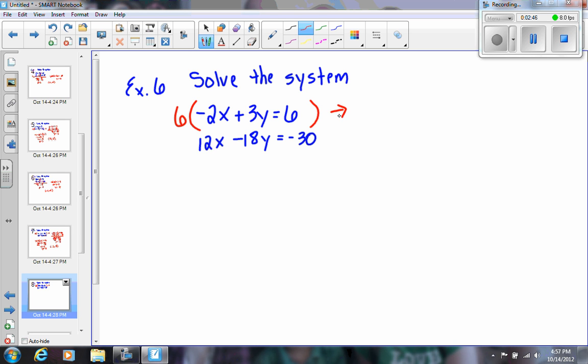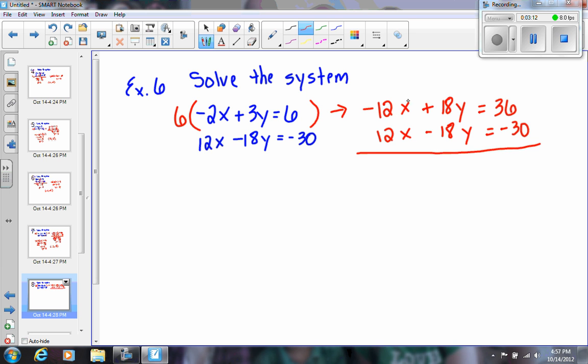Now that's not the only thing I could have done, but you'll see what happens here in a minute. So we have -12x plus 18y, because I have to distribute the 6, and I'm also going to multiply the 6 by the other side, so I get 36. And the bottom equation does not change. Now I'm ready to add the two equations together.